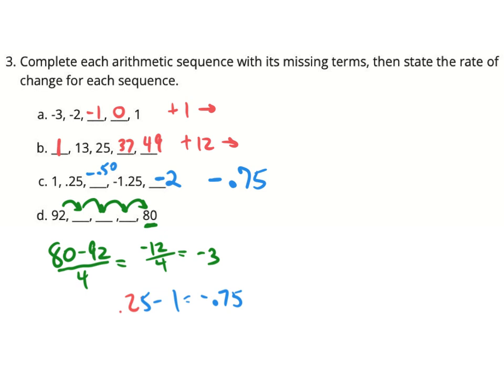So let's try -3 and see if it works. 92 minus 3 is 89. Minus 3 is 86. Minus 3 is 83. Minus 3 is 80. That works. So this was a range average problem. I took the range, the difference in the highest and the lowest number, and I divided by the amount of jumps.